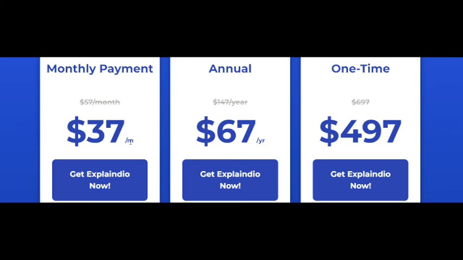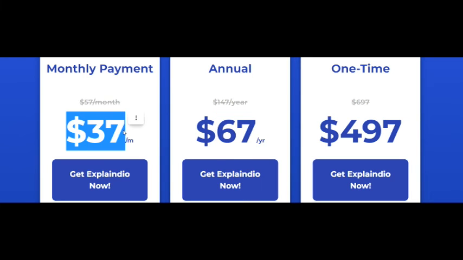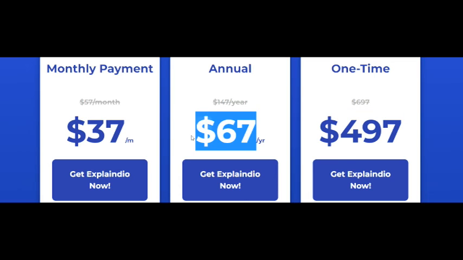First, I'd recommend you to first buy it and try the software for $37 per month. If you like it in the first month, then go for annual or $497, that is one-time payment. Otherwise, just leave it.